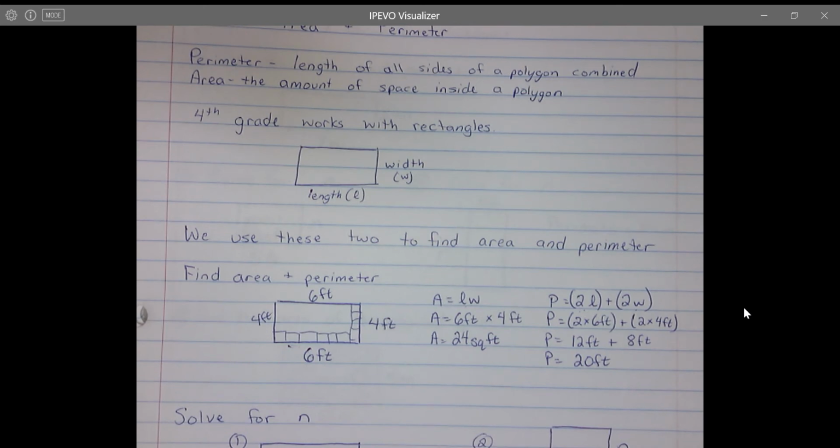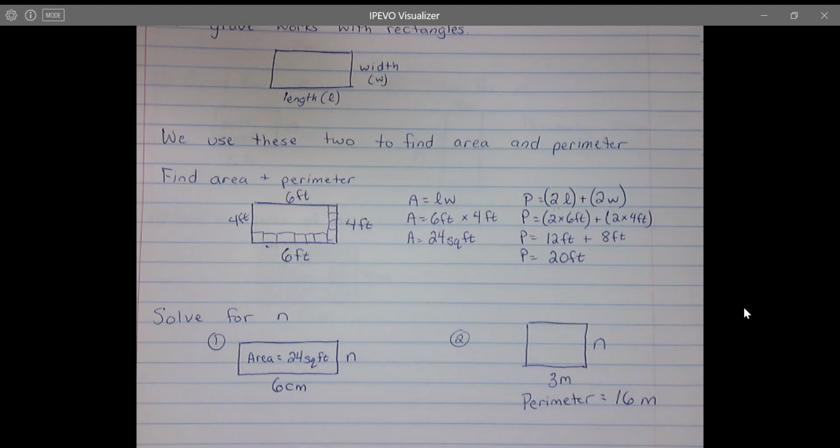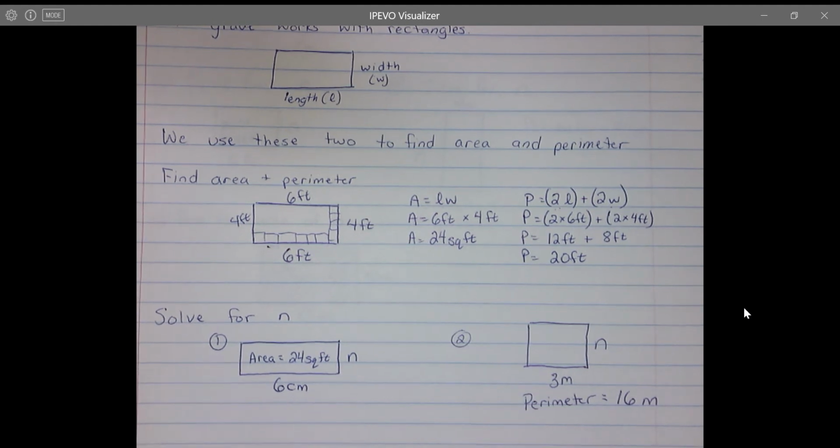Now, in 4th grade, they throw some kind of curveballs at you. It's a similar skill finding area and perimeter, but sometimes it's a little backwards. So I have some examples here, and we both want to solve for n. So number 1, I noticed they gave us the length, they gave us the area, but they didn't give us the width. I need to find the width. How am I going to do that?